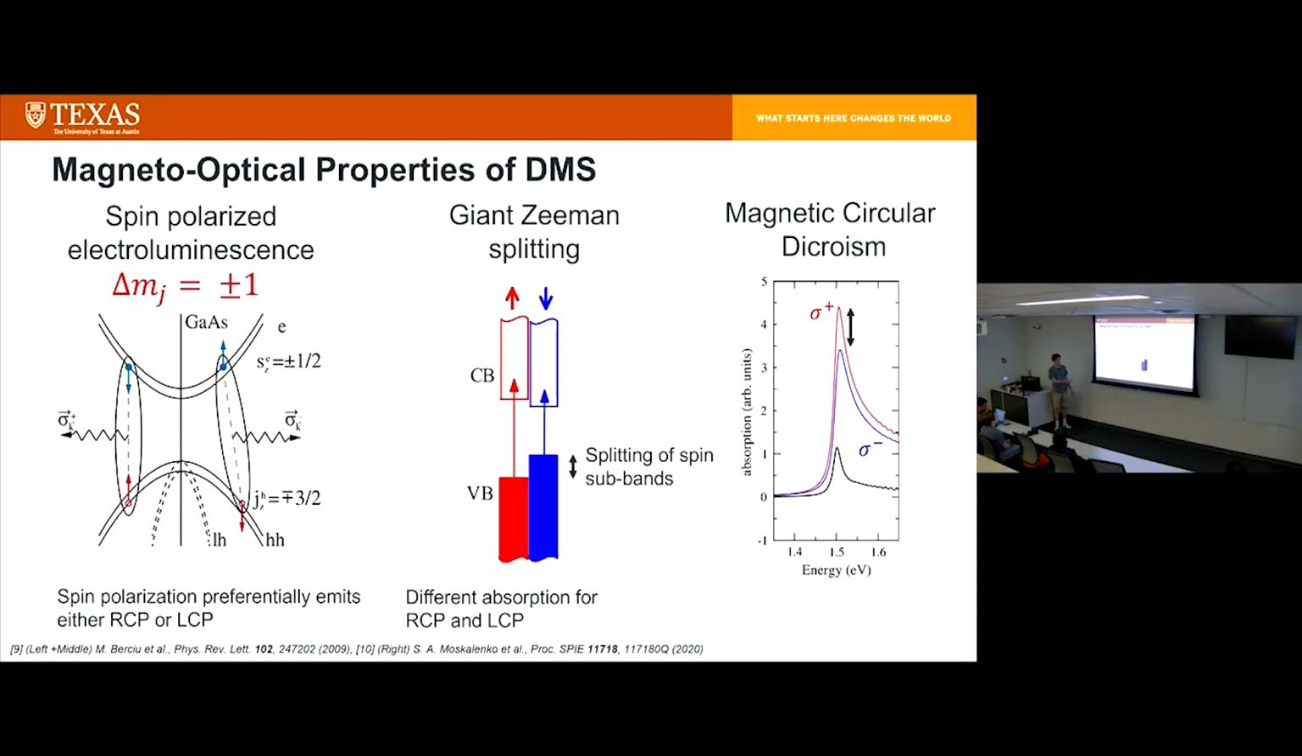The second property is giant Zeeman splitting, and this is fairly straightforward. It's just a splitting of the band edges for up and down spin states. But really, the interesting thing that this leads to is what's known as magnetic circular dichroism. And where this comes from is because the joint density of states between the up and down transitions are actually different because of the giant Zeeman splitting. You end up with a difference in the absorption coefficient for right and left circularly polarized photons.